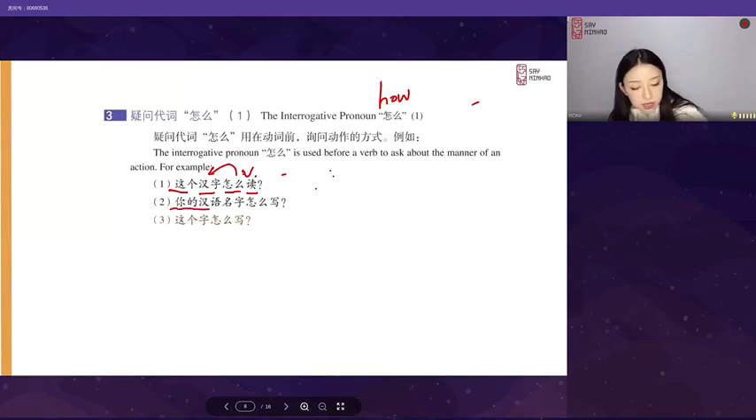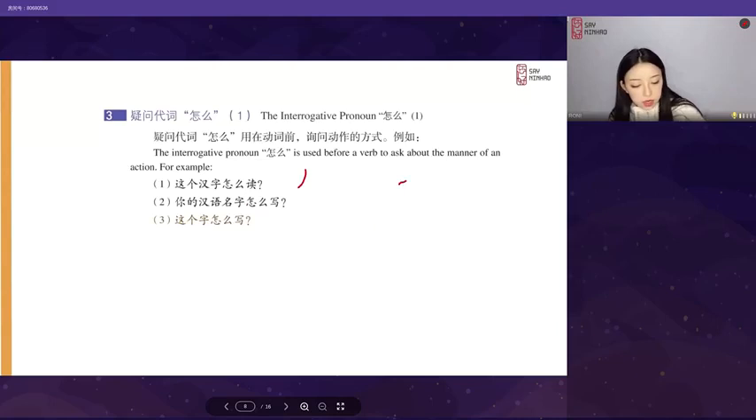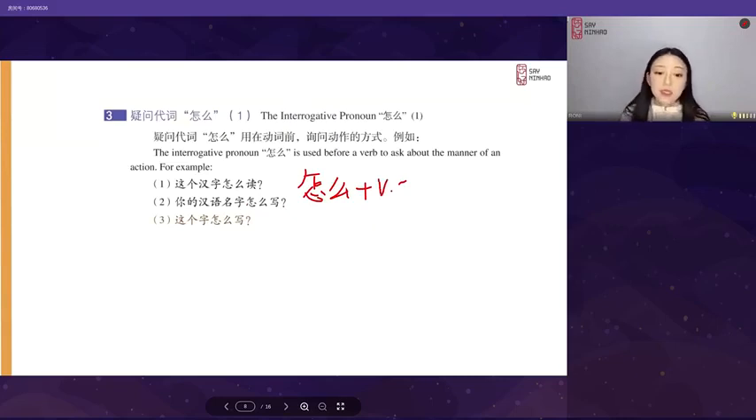Now, let's see another one. 你的汉语名字 means Chinese name. And 你的汉语名字 means your Chinese name. Okay, this is the subject of this whole sentence. And let's see, 怎么写? How to write. 写 is write. We just learned it today. So we can see the structure of the interrogative pronoun 怎么 is 怎么 plus a verb after it. Okay, 怎么 plus a verb. Okay, I will write it bigger here. 怎么 plus a verb. This is the structure of it.